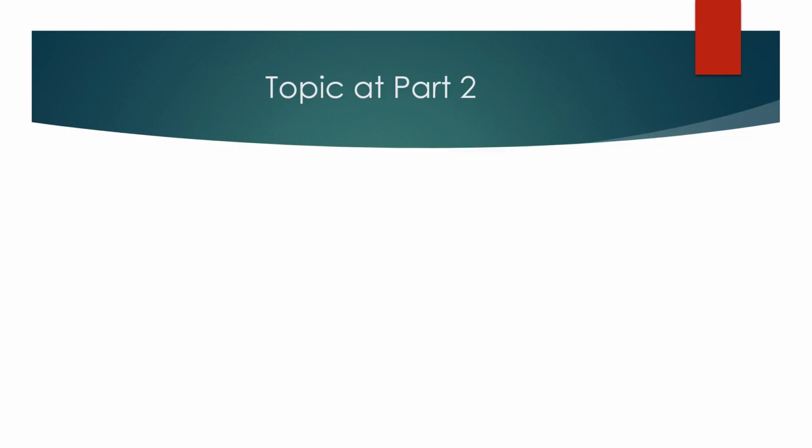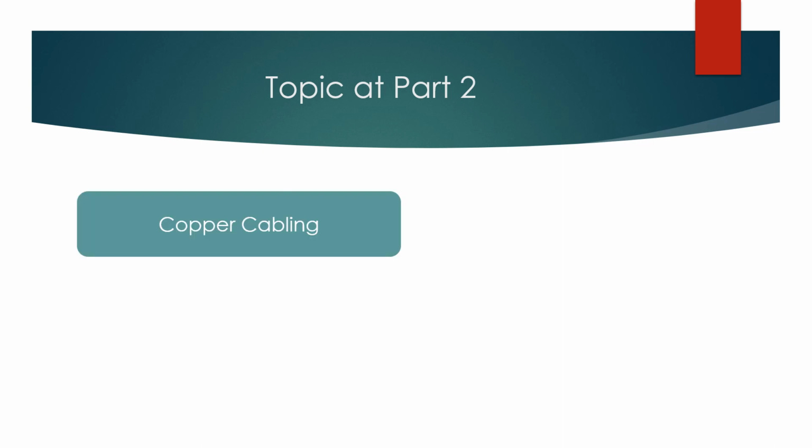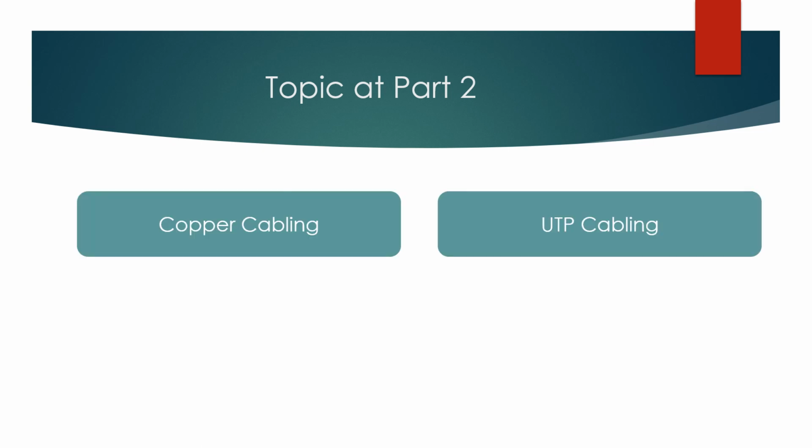After we saw the purpose of the physical layer and its characteristics, we will continue with copper cabling and UTP cabling.